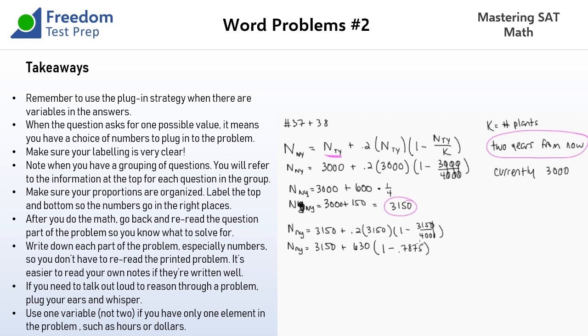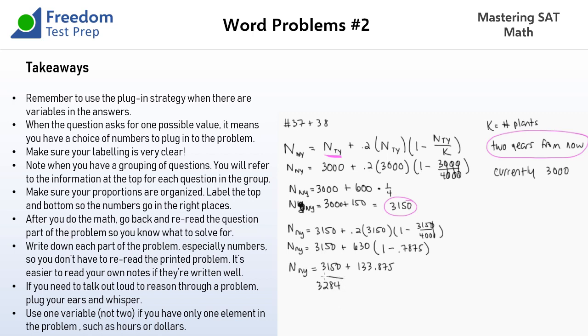630. And you should be doing this on your calculators right now. Don't wait for me to do it. And we've got 3,150 plus 133.875. And that's going to get us 32.84. I'm rounding it, okay?